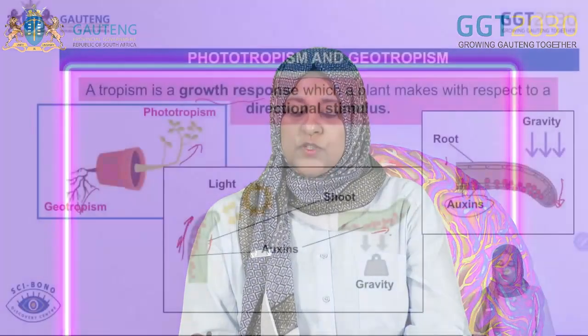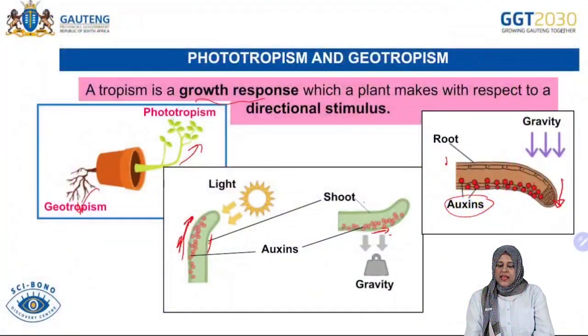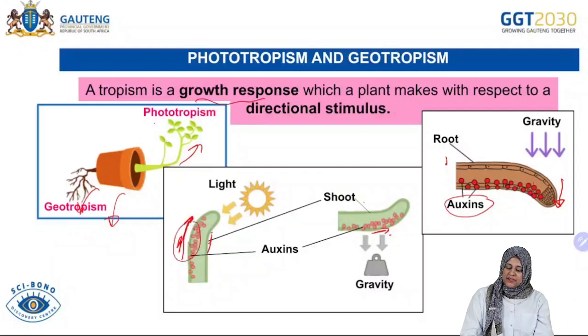We're now moving on to phototropism and geotropism. Remember, we spoke about the plant hormones, auxins. Now, phototropism is when the plant grows towards the light, and geotropism is when it's growing downwards towards gravity. When there is light, auxins move away from the light. So if light is shining on the stem on this side, the auxins are going to move to the other side here. Now, what do auxins do?